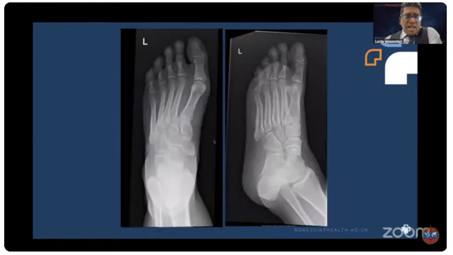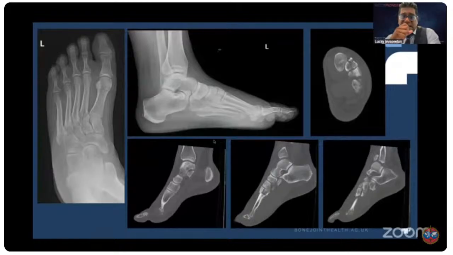Okay, here's another example. Obvious fracture to the base of the second metatarsal here. And with our 3D imaging, you can see the first tarso-metatarsal joint looks fairly congruent. There's a T-shaped split in the base of the second, and there's a fracture at the base of the third as well.